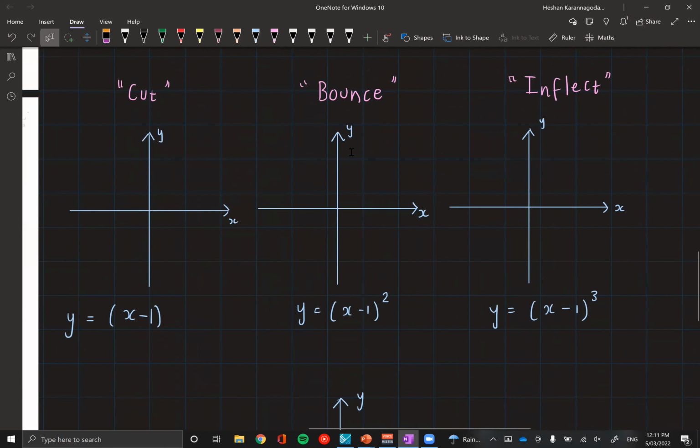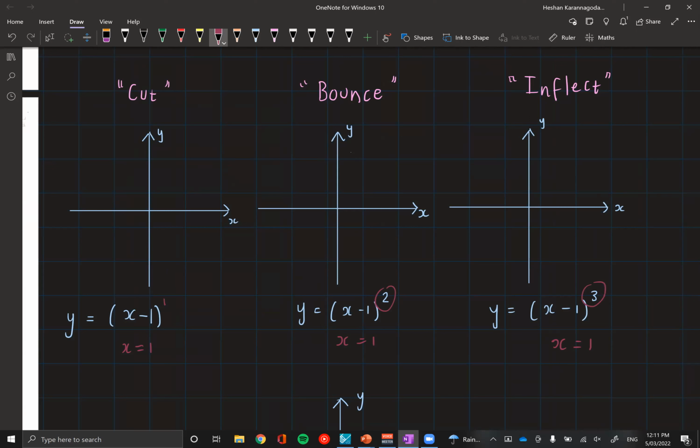If you look at these three examples over here, I have y = x - 1, y = (x - 1)^2, and y = (x - 1)^3. If you solve these for x, you're going to realize that the three solutions are the same, right? The x-axis intercepts are going to be x = 1, x = 1, x = 1 here. But the difference between these three functions is that the first one is raised to the power of 1, the second one is raised to the power of 2, and the third one is raised to the power of 3.